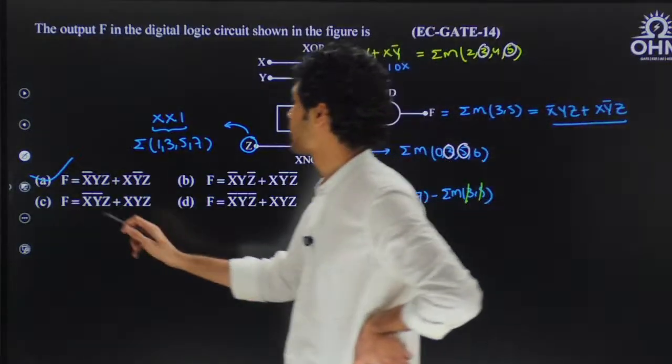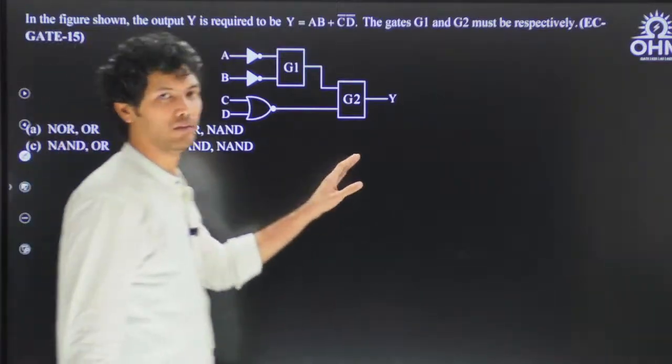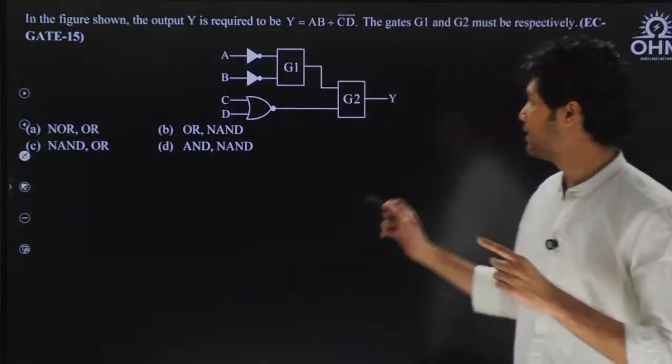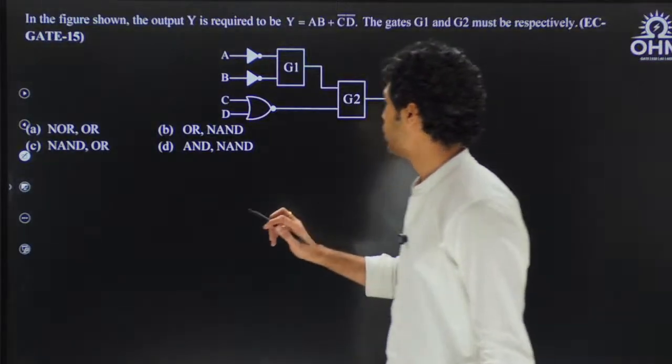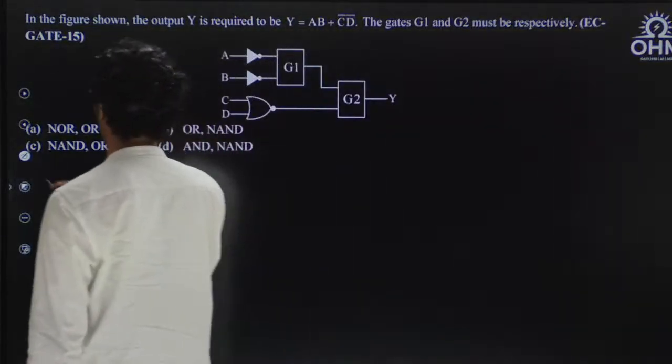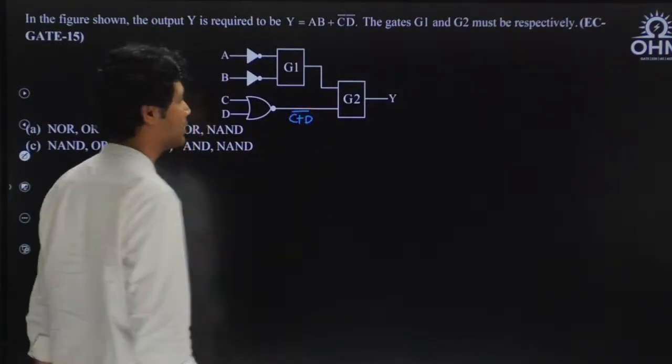Let us solve a few more questions. This is a simple question. All you have to do is identify the logic gates in this scenario. Here I have a NOR gate. What is the output of a NOR gate? The output of a NOR gate is basically add the inputs and then complement it.